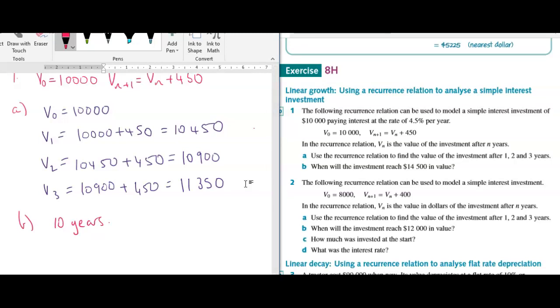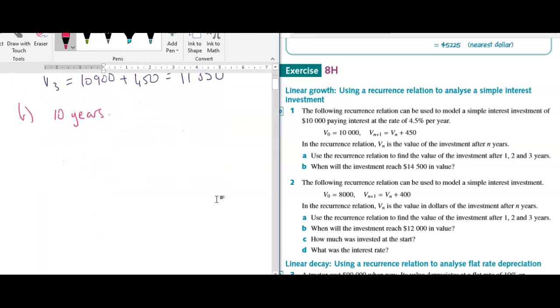All right, so let's have a look at question 2. So you'll see the difference between A and B. A said use the recurrence relation. That's why I had to show all that working out. B, let's just ask the question, do it on the calculator. All right, question 2.